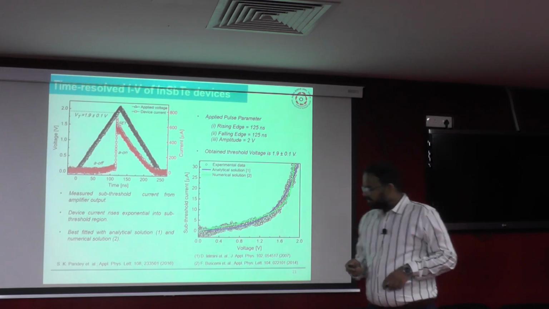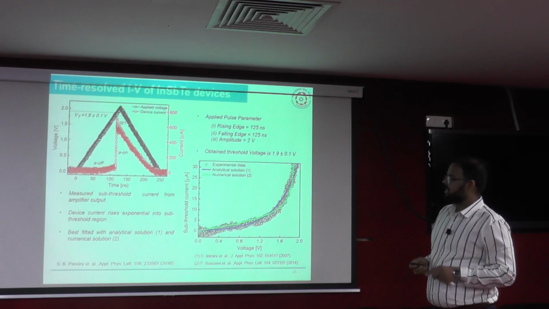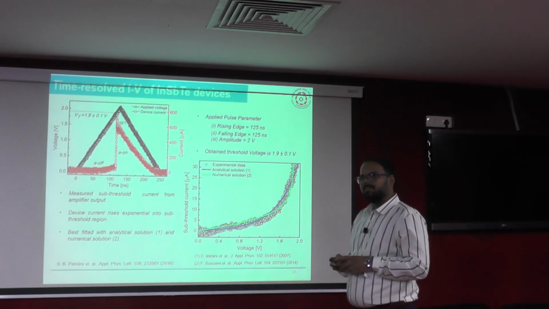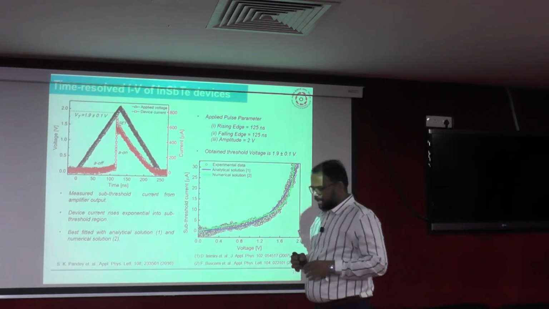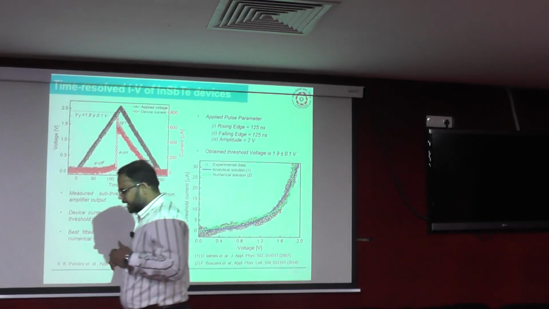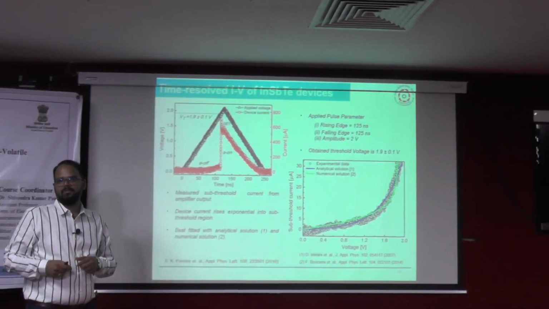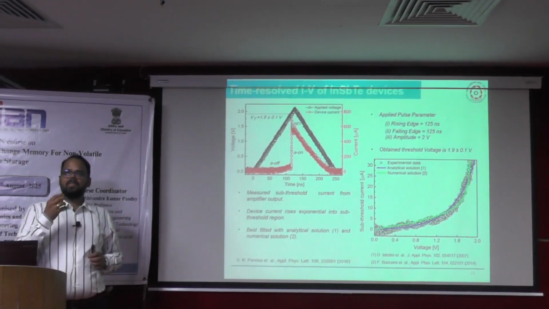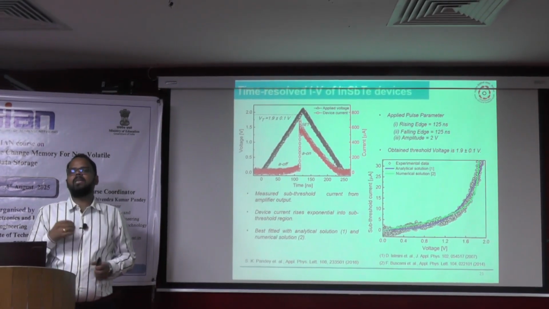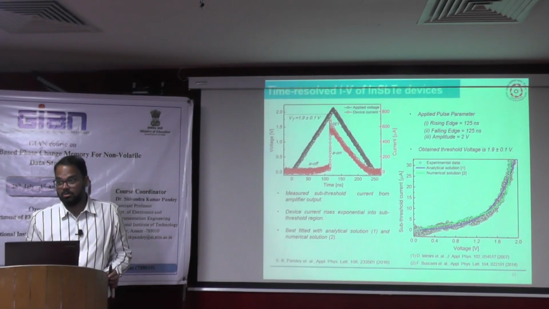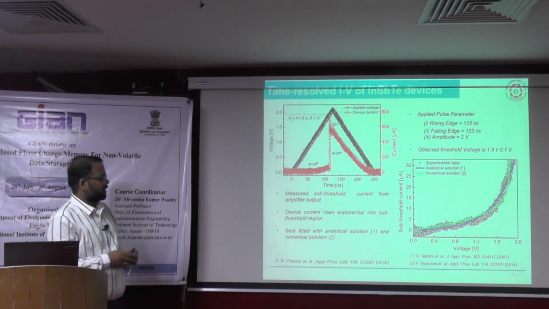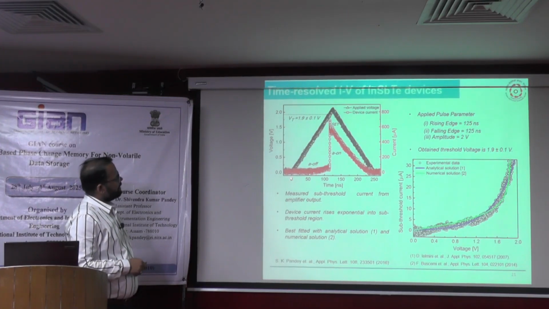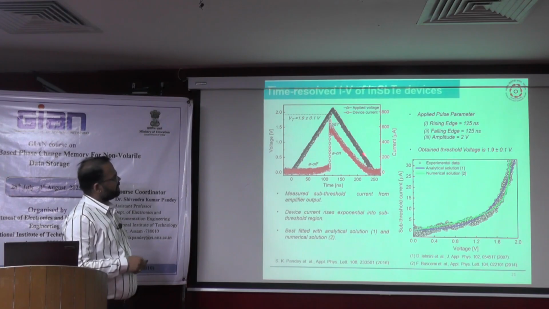And another interesting property is that along with multi-level storage, you should also have high speed, as I have shown earlier. Your material should also have high speed transition. If we are able to get high speed transition, so we have first given a pulse to identify this threshold voltage.